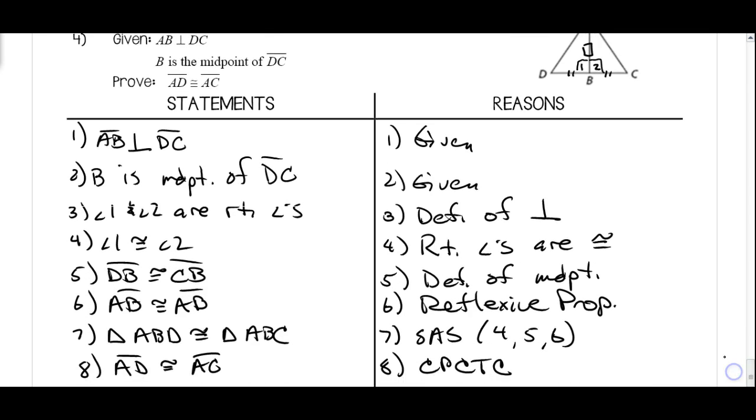This could possibly be our longest proof yet. Notice here the perpendicular tells us that we have right angles. That's the definition of perpendicular. If segments are perpendicular, they form right angles. Then once we have the right angles, we know that they're congruent. So make sure you do that anytime you have perpendicular. And again, triangles congruent, then CPCTC.